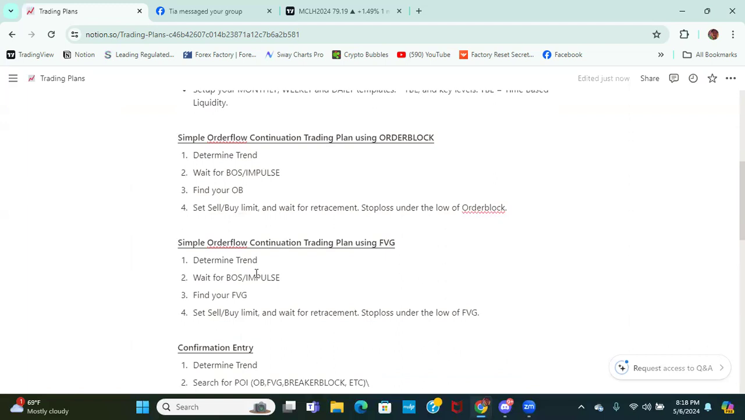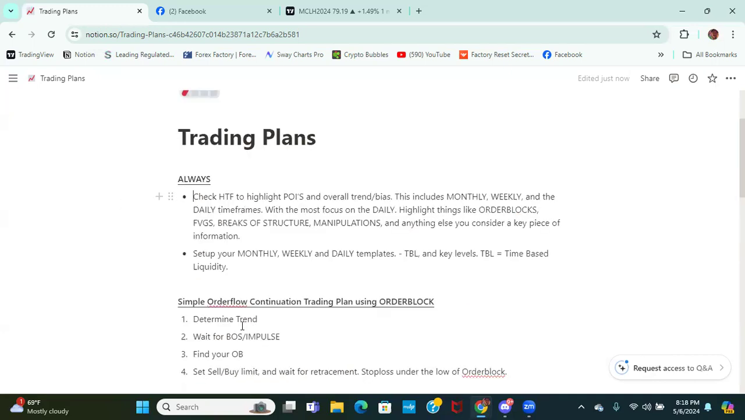Okay. So step one, you determine trend. You should have already done that, but I wrote it again so that you do not forget to determine the trend. You can trade counter trend trades, and I even have trading plans for that, but just know that they are much less likely to work. All right.